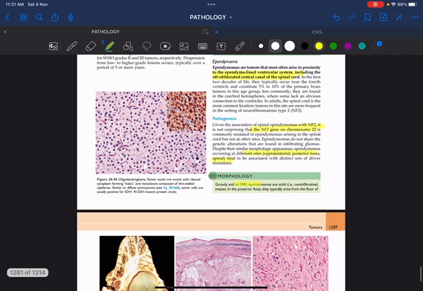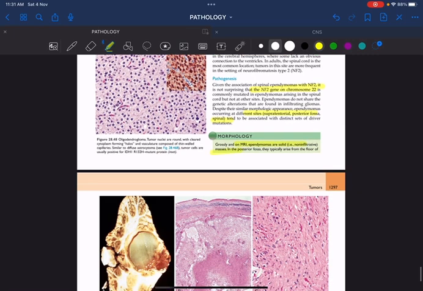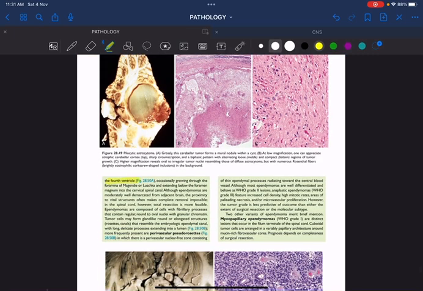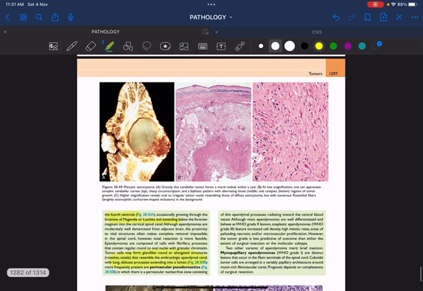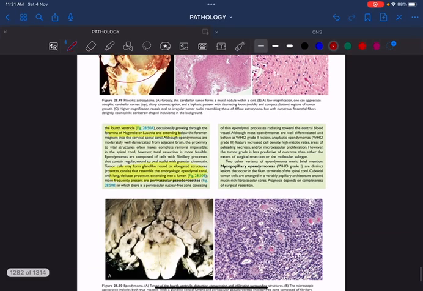Grossly, we can see they are solid masses, usually non-infiltrative. In the posterior cranial fossa, they mainly arise from the floor of the fourth ventricle, which extends into the foramen of Magendie and foramen of Luschka, leading to obstruction of the CSF and hydrocephalus. And remember, one of the characteristic findings in ependymoma is the perivascular pseudorosette. The picture shown here is of pilocytic astrocytoma. Perivascular pseudorosette is one of the characteristic features of ependymoma.